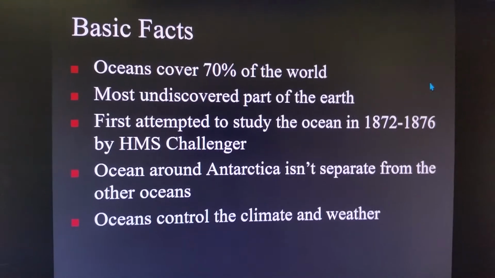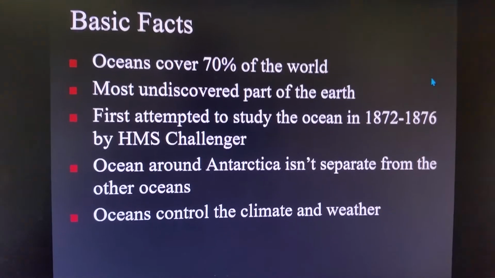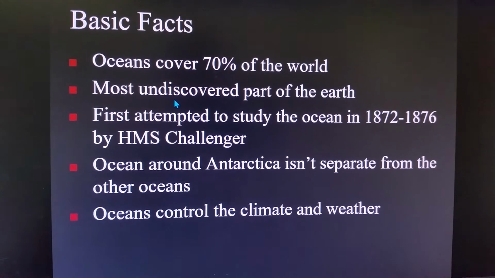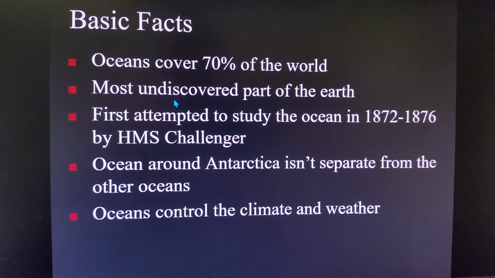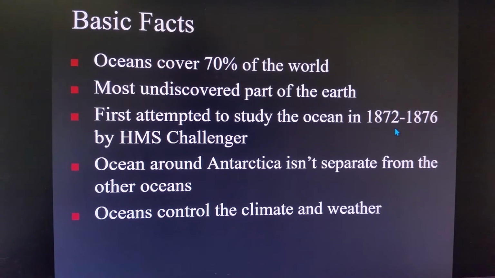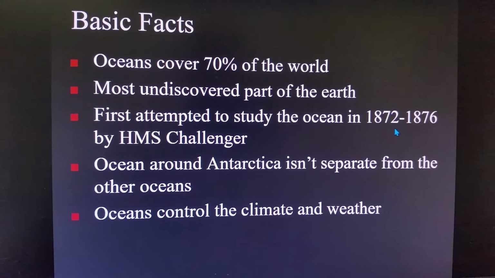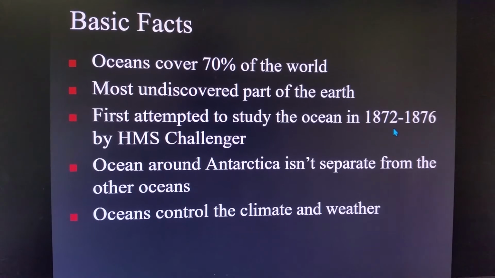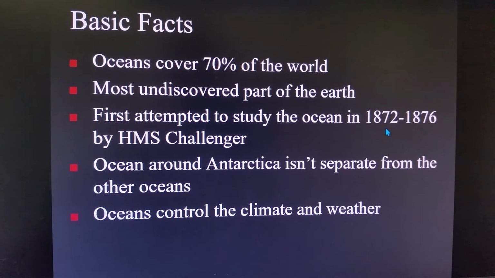Let's look at some basic facts. The oceans cover 70% of the world. It's the most undiscovered part of the Earth. In fact, some people say that we know more about the moon than we do about the ocean. Interesting. The very first time it was explored was in 1872 by a British ship, the HMS Challenger, and they spent 4 years observing, drawing, capturing everything they could find out about the ocean.